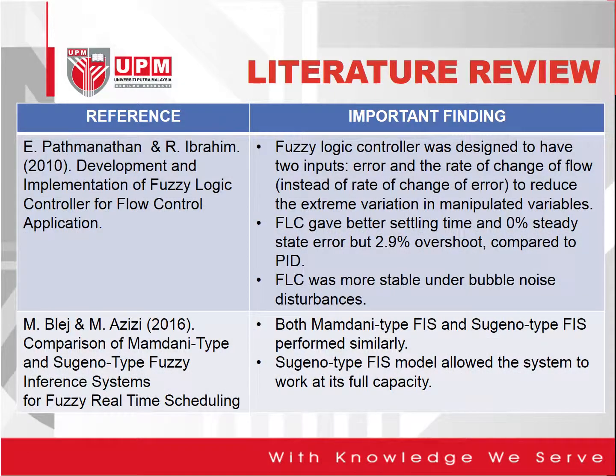And then, Pamanathan and Ibrahim, 2010, in their paper Development and Implementation of Fuzzy Logic Controller for Flow Control Application, designed their Fuzzy Logic Controller to have two inputs, error and the rate of change of flow, instead of rate of change of error, to reduce the extreme variation in manipulated variables. This is because the derivative move, or what we call the rate of change, amplifies the sudden changes in the controller. It will cause large variation in the controller input signal.